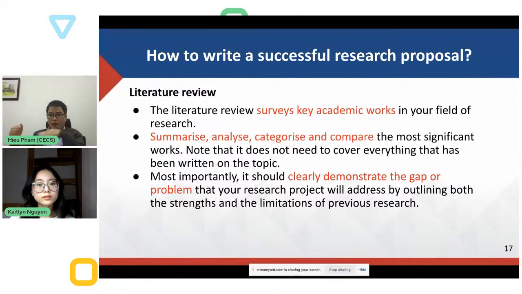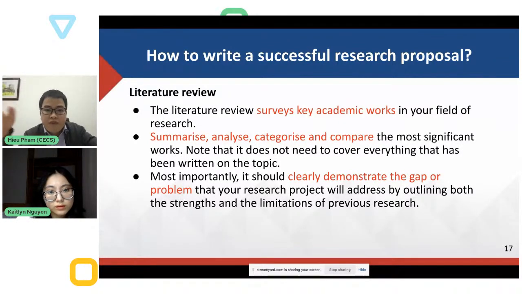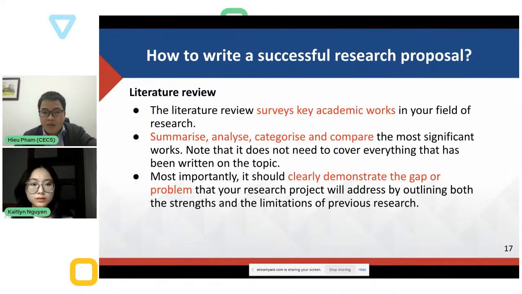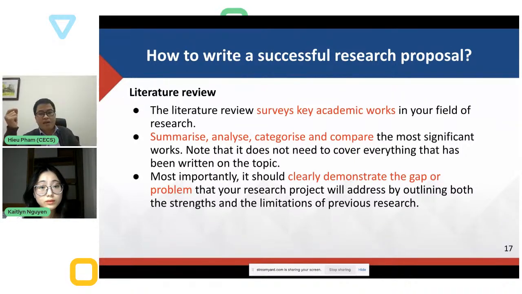All right. So next, let's move to the next part in a research proposal. It's called the literature review. What you do in a literature review is you try to summarize key academic works in the field of research, right? So it's not about reading a lot of papers, but it's about summarizing what you have read, analyzing, categorizing, and comparing the most significant work, right? So we need to focus on the most significant work, but how do we identify the most significant works? We have some tips for that. Try searching for papers from a top tier conference or journal, or from a well-known researcher in the world. For example, this is how you can find the most significant work.